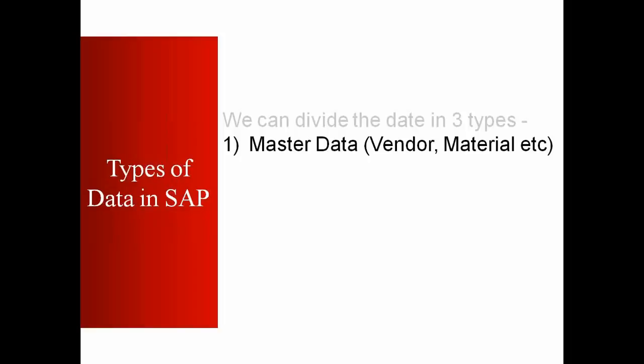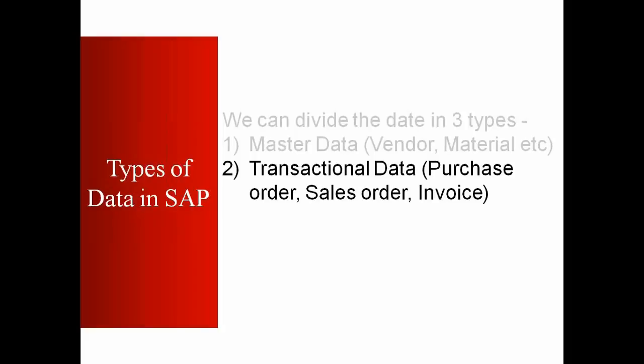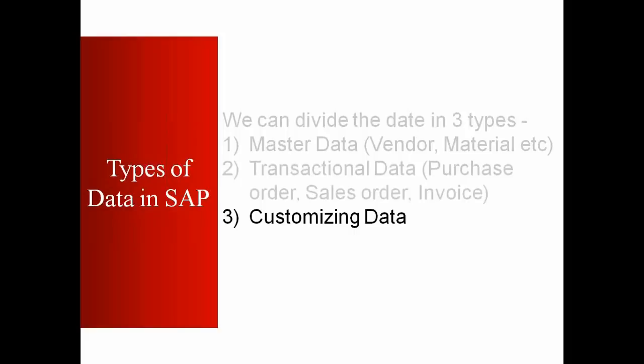The second type is the transactional data, like when we're creating a purchase order, maybe a sales order, invoice, or production order. So they are transaction data, where we're creating a transaction. And the third type of data in SAP is your customizing data.